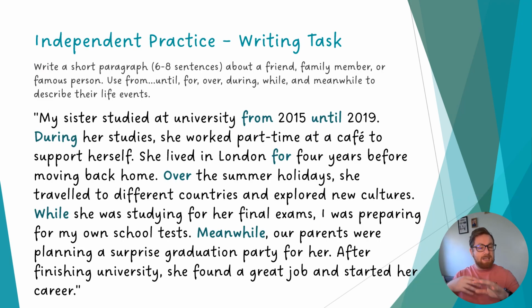And I'd like you to take a look at this independent practice task. So I'd like you to try and write a short paragraph, about 6 to 8 sentences. And this can be about a friend or a family member or even a famous person. Try to use the phrases around time that we have used today. So from, until, for, over, during, while, and meanwhile, and use it to describe the life events of that person.